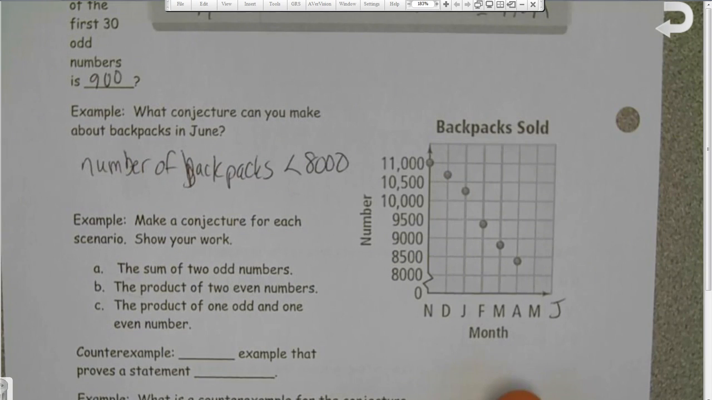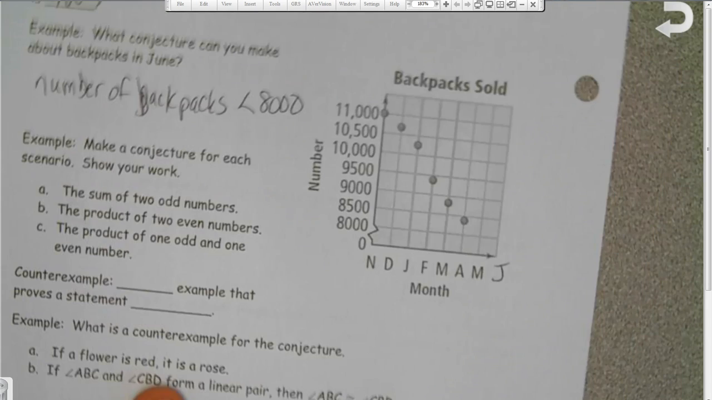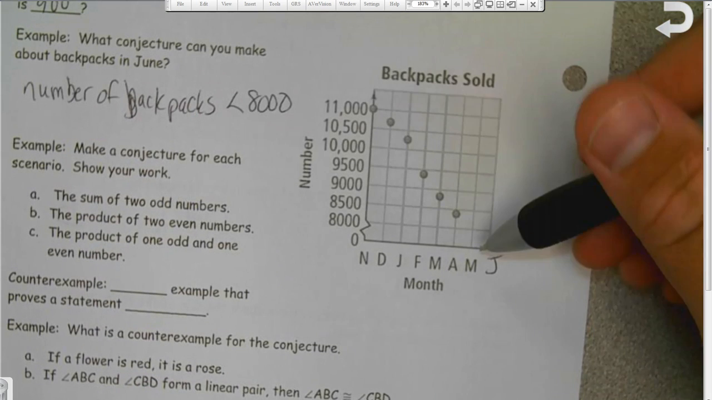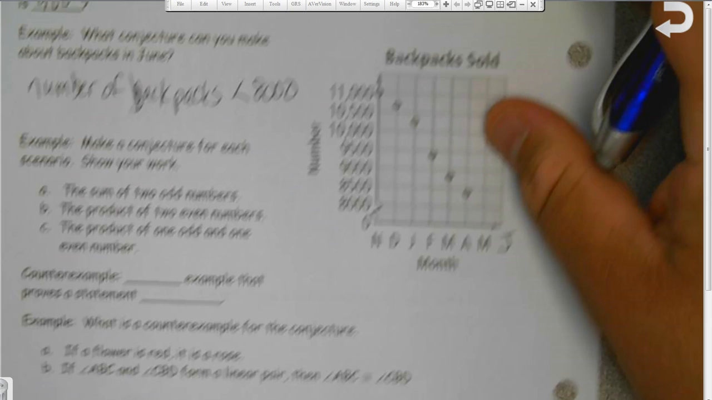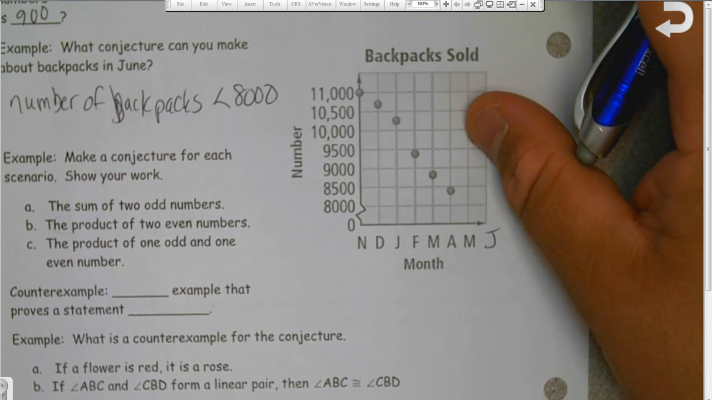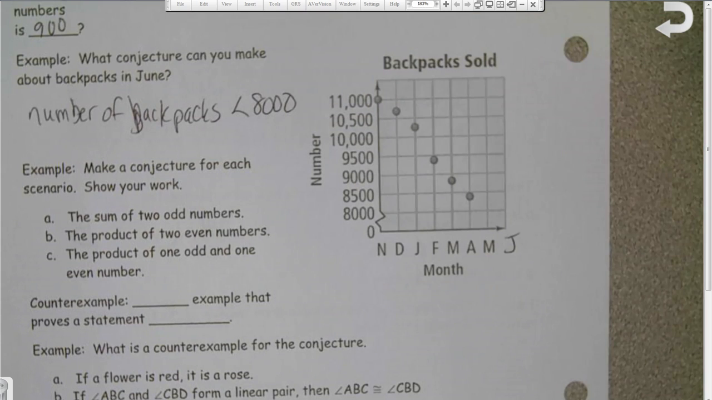Okay, in order to do this the most efficient and correct way, you like to have at least 3 examples. So if you notice up here above, we had 5 that got us to our pattern. If you notice in the trend data, we had 6 data points that told us that June was going to be less than 8,000. So what I want to do is I want to look at some example math situations and see if we can get a pattern going.